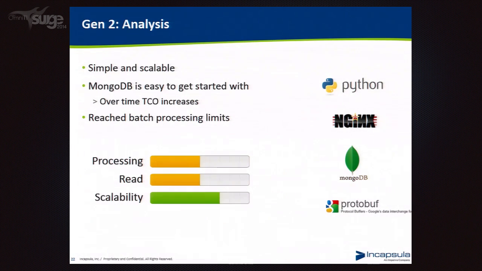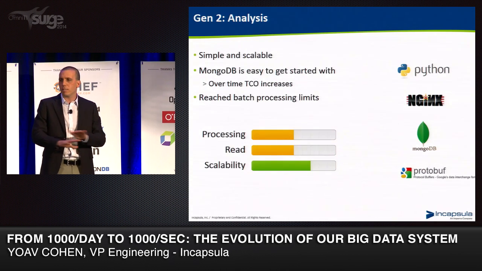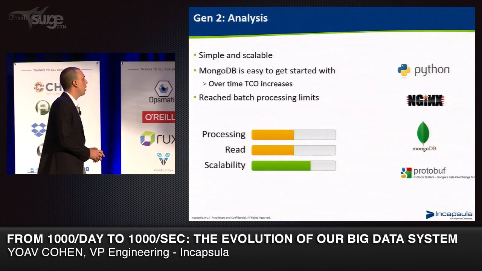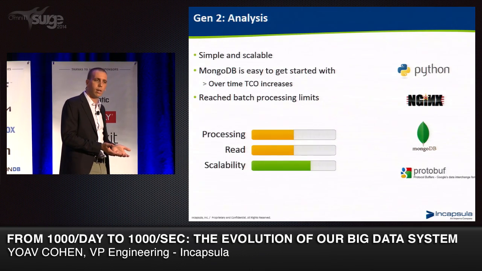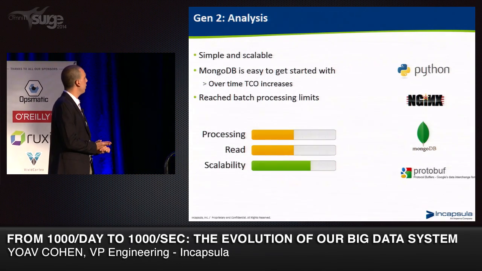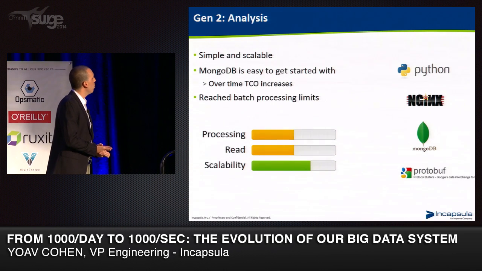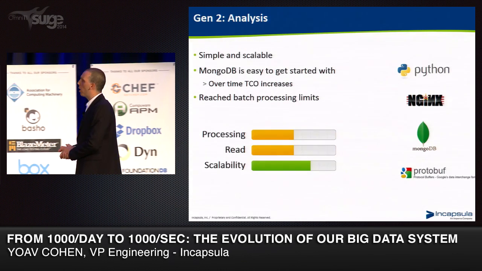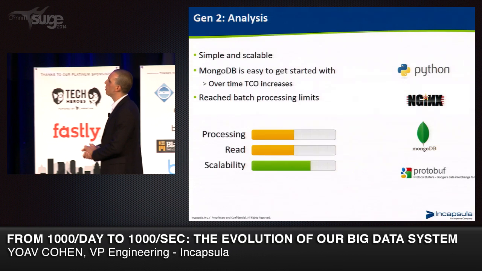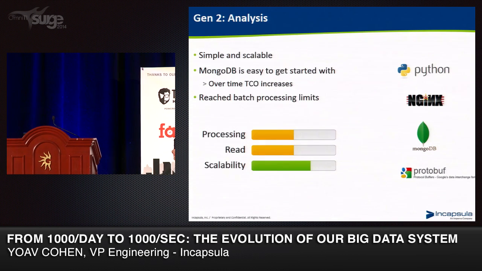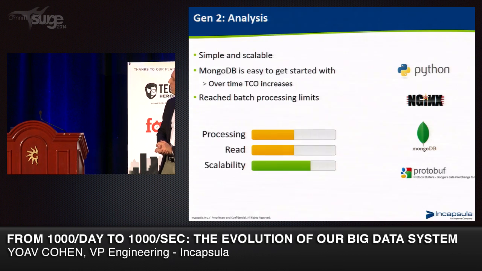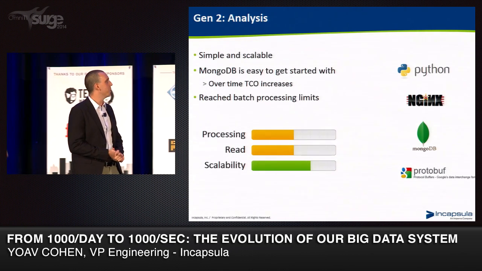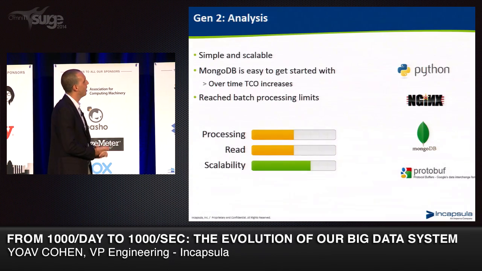So let's analyze Gen 2. It was very simple. This is one of the reasons that we decided to use Python. We wanted to make it as simple as possible. We wanted to be able to change code at runtime, to make it very, very lean. MongoDB was very easy to get started with and very easy to get into roadblocks with. And over time, TCO increases, which is a nice way of saying that we had a very hard time with it. And as I said before, lots of sleepless nights.